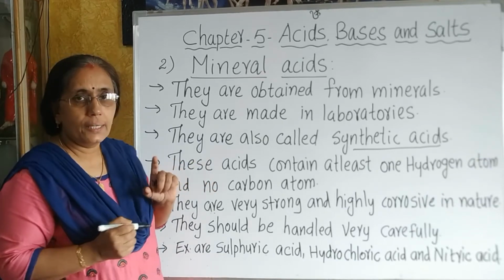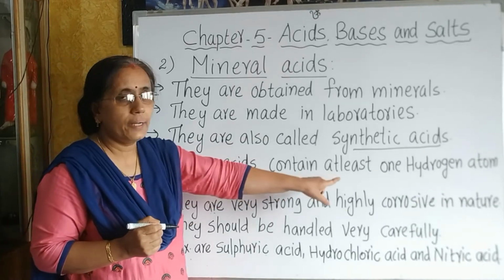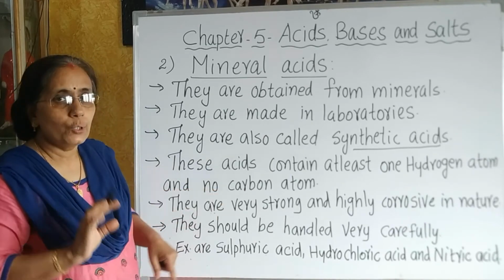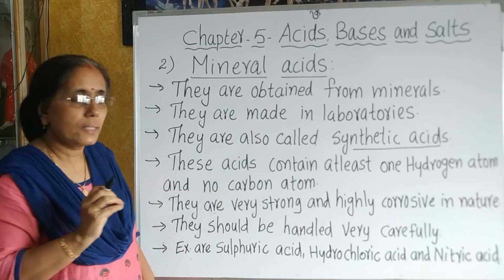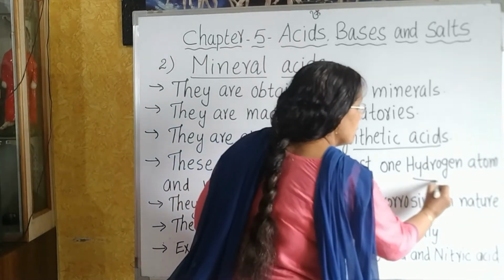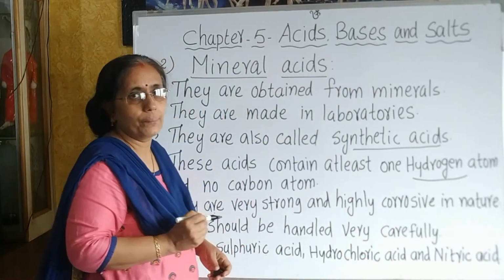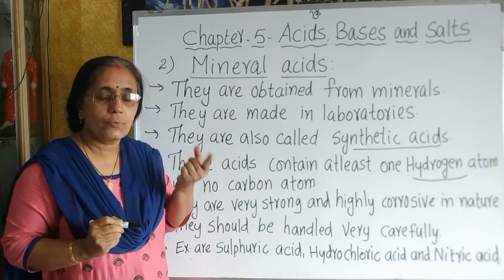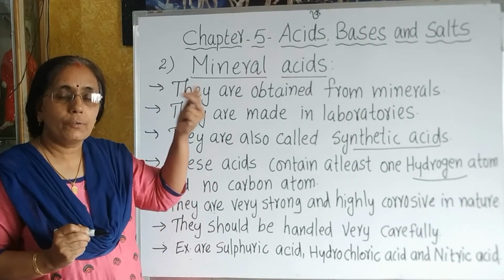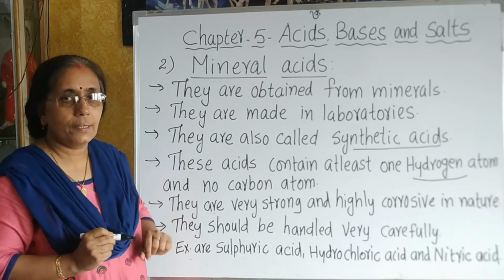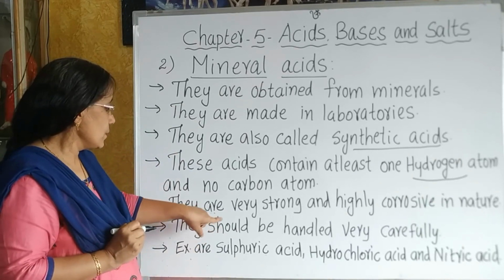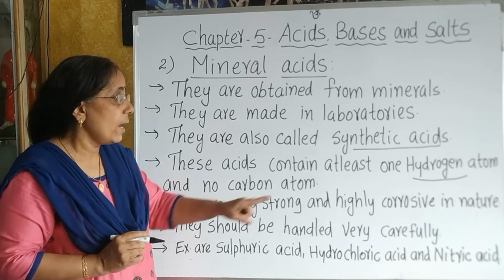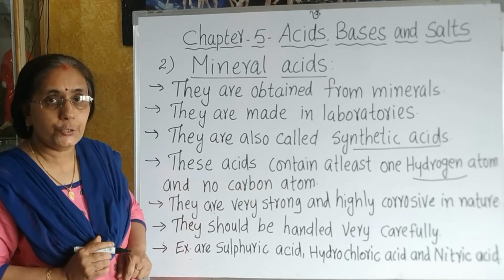These acids contain at least one hydrogen atom and they do not contain carbon atom. So what is a must in the mineral acids? That is hydrogen atom, and they do not contain any carbon atom. So this is one of the main differences between organic acid and mineral acid. The next point is they are very strong acids and highly corrosive in nature.